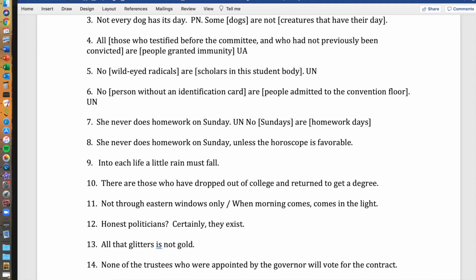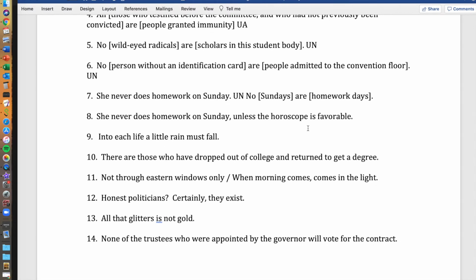Now, when I'm talking about conversion, just to be sure, you can do this with universal negatives and also with particular affirmatives, but you cannot do that with universal affirmatives or particular negatives because you would not then have a logically equivalent statement. So we move on to number 8, and now we have a little bit more information, and it complicates our translation a bit more.